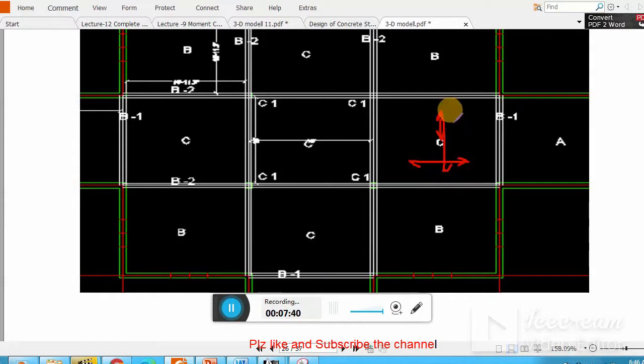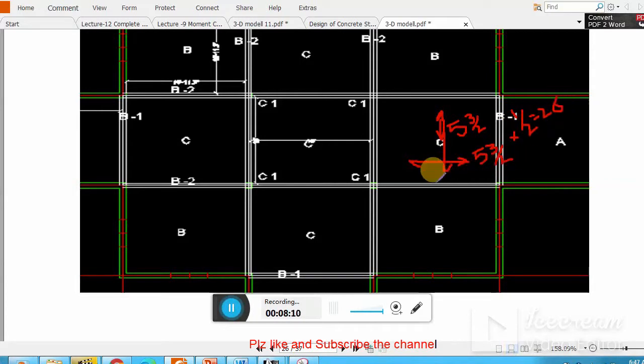So this is 53 divided by 2, and this one is also 53 divided by 2. But as 53 divided by 2 is in both directions, we have to count for one direction, that is why we have to further divide this by 2. Remember, we have to further divide this by 2, so that is why we got 26 point something.